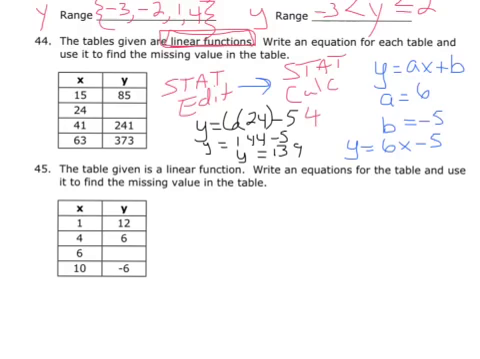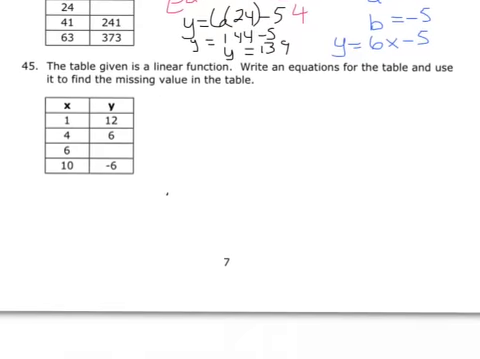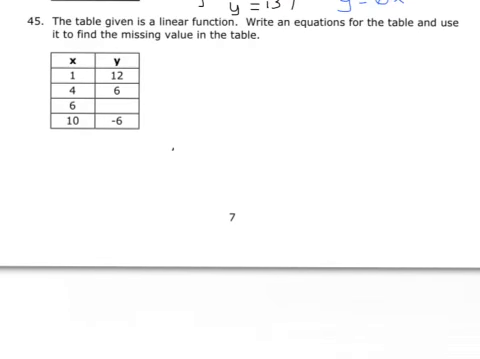Okay, 45. The table given is a linear function. Write an equation for the table and use it to find the missing value in the table. Okay, same thing. We're going to go into stat edit, type in two ordered pairs, stat calc 4, and then it will give us the value of the slope a and the value of the y-intercept b.